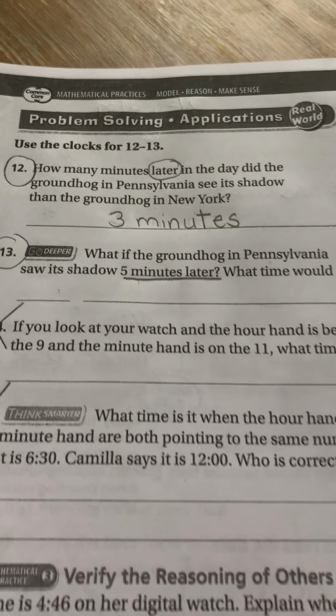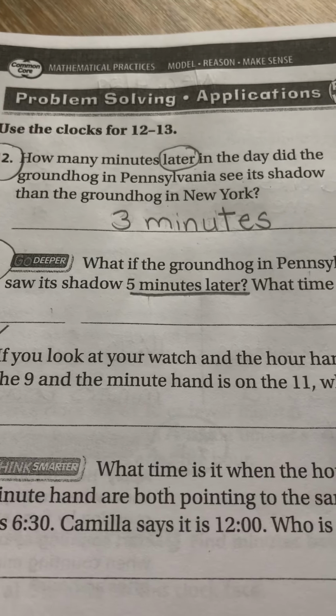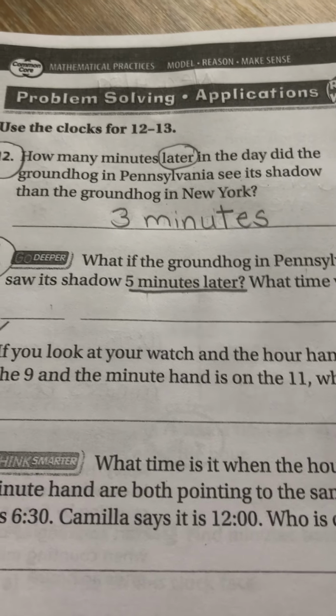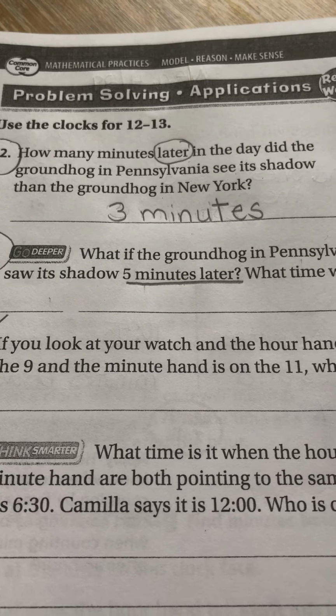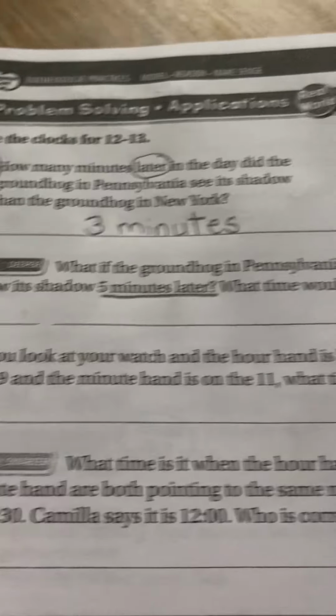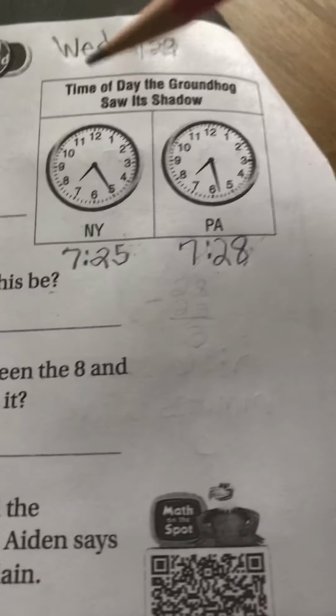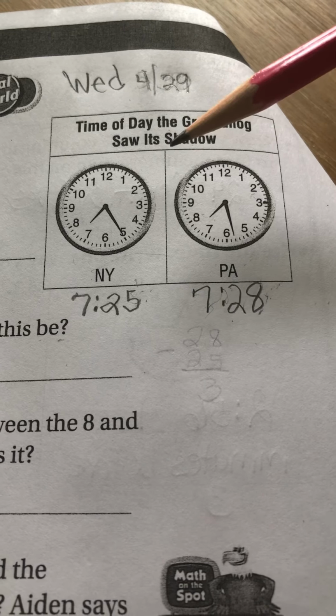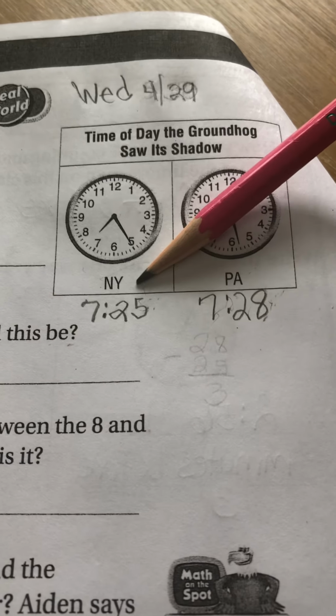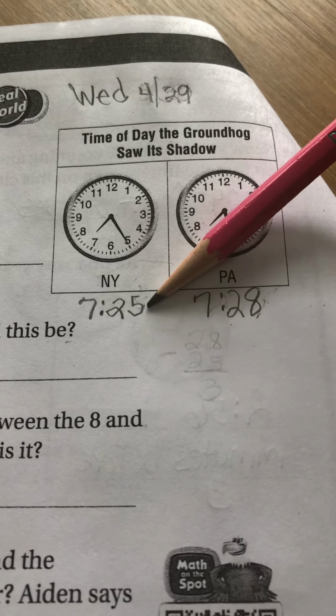It says, how many minutes later did the groundhog in Pennsylvania see its shadow than the groundhog in New York? So I already found the times for what time the groundhog saw his shadow in both states. In the state of New York where we live, he saw his shadow at 7:25.